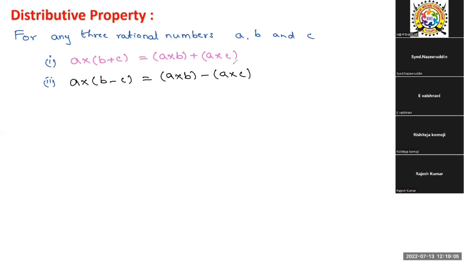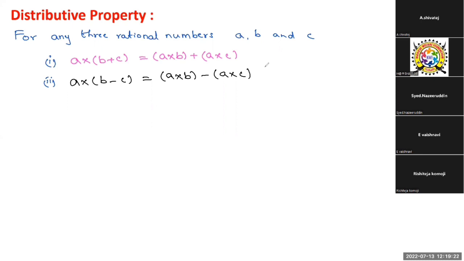What is the distributive property under multiplication over addition? It is A into (B plus C) equals A into B plus A into C. And under subtraction, it is A into (B minus C) equals A into B minus A into C. That's it. Just take a screenshot, everyone. I hope you have taken the screenshot so that I can move forward to the next one.